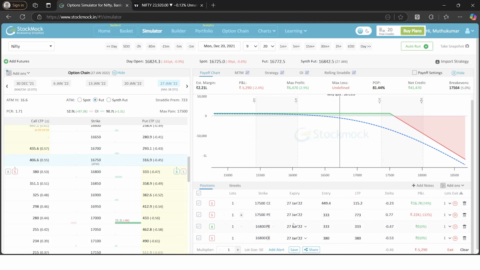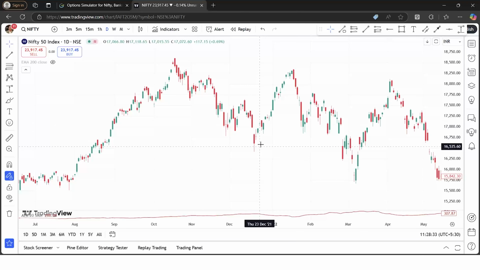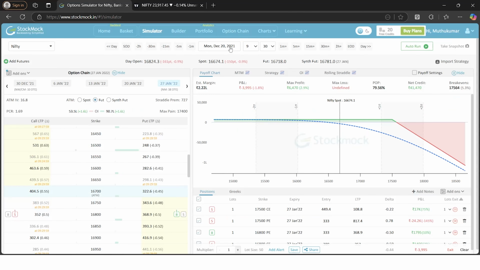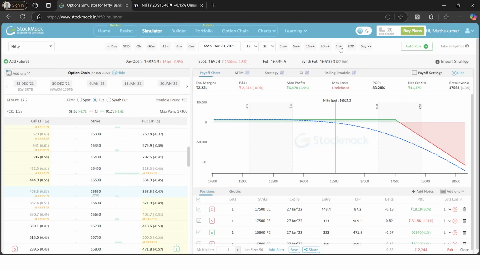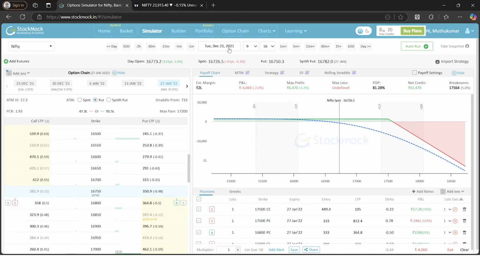As you can see, after this 20th December, the market starts to recover. On the 20th December, after our adjustment, we have 4,000 loss. Now after 2 hours, the market came down, so the loss became small. The 2,000 remains. So after this, we saw an up move in the Nifty.